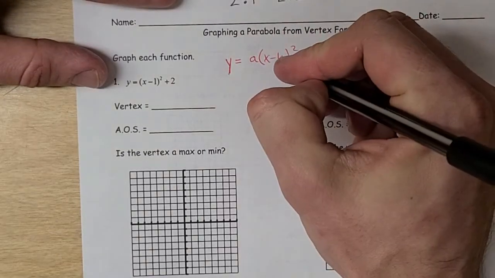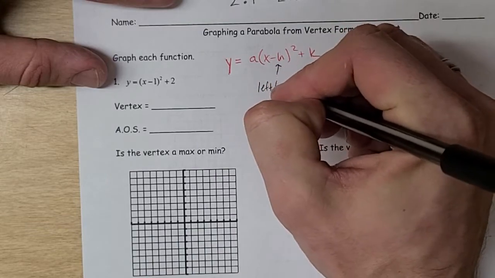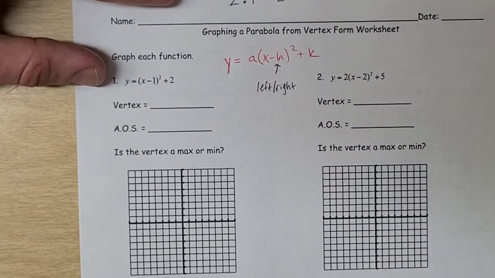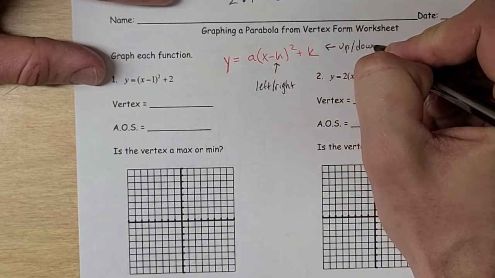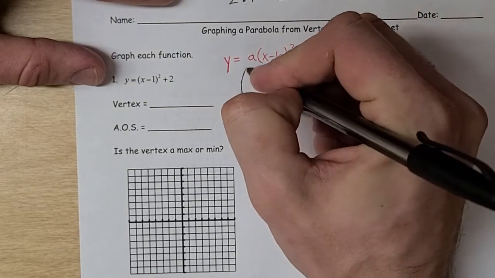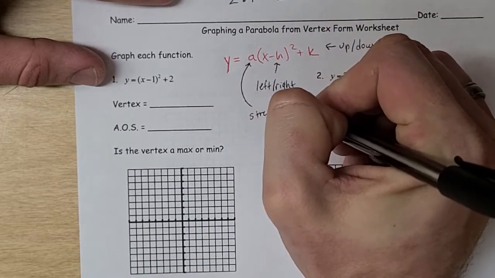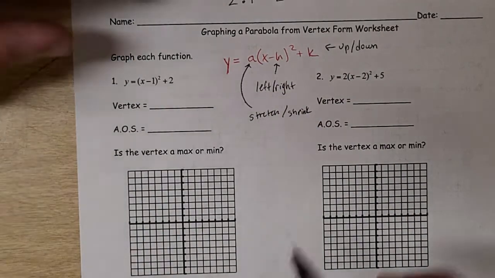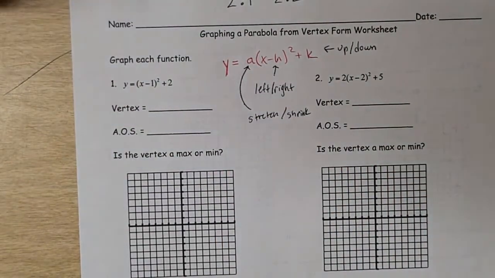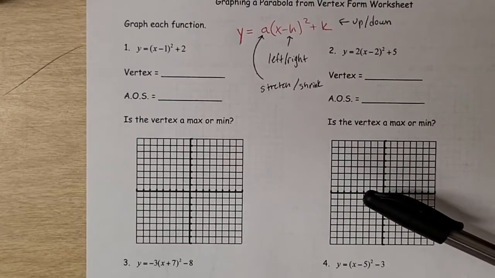For instance, you found out that this number on the inside is going to move your graph left and right. This number all the way at the end is going to move your graph up or down. And then this number right here is going to do that stretch/shrink, where it makes it wider or skinnier. And then if there's a negative in front, that'll flip it down. All that stuff is still the same. So let's look at an example and see how this would work.